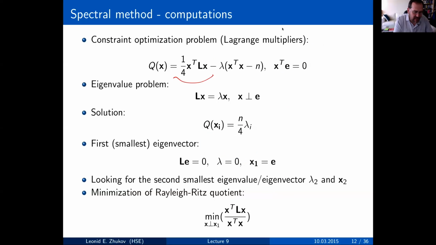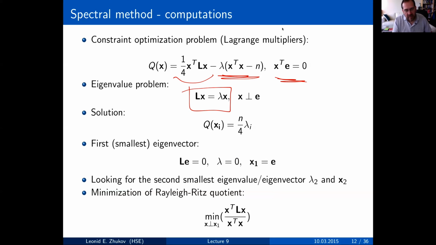So this is the optimization function we want to solve. And this is a Lagrange multiplier for one of the constraints. I'm not going to put the second one in, I'll just keep it outside. You will see in a second. Do derivatives, equate to zero, and you will get an eigenvalue problem.